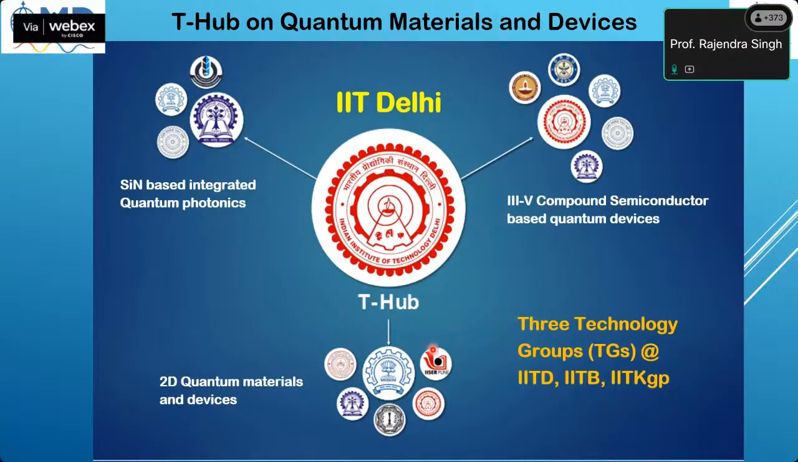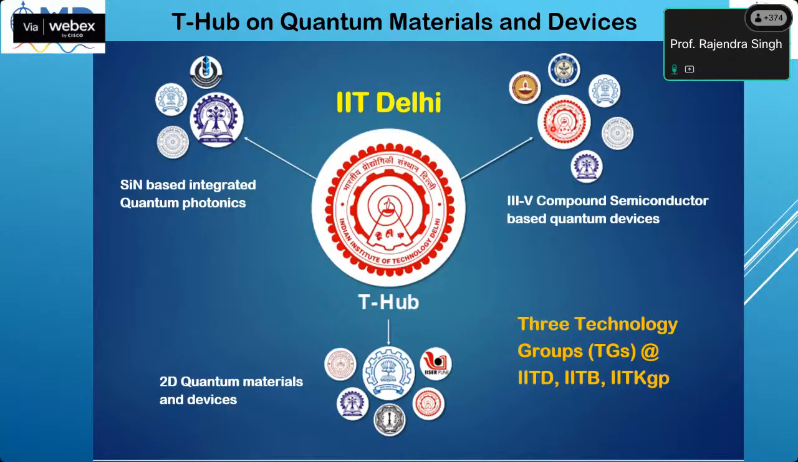So here, as I told you, our objective is to supply the material, device and components to the other three hubs. What we are doing is being done by three technology groups. Spokes are called technology groups.